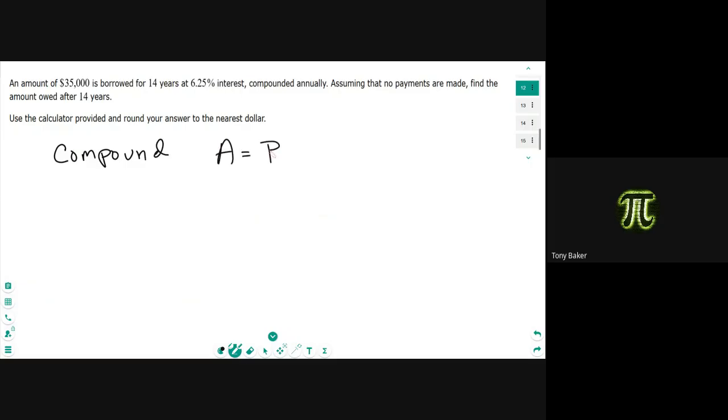So compound interest is A equals P times (1 plus r over n) to the nt. Continuous is A equals Pe^(rt). Perfect. Which is exactly the same formula that we just had for exponential growth.